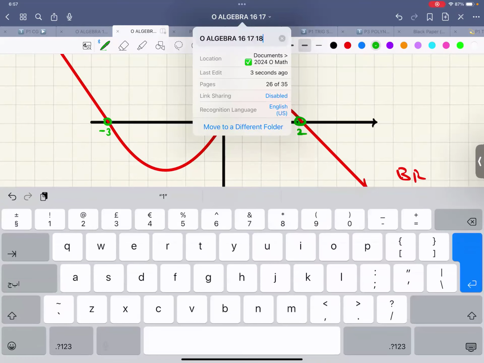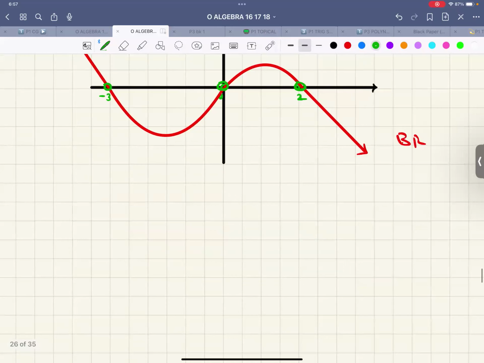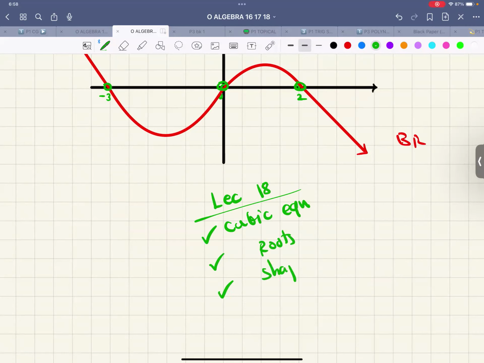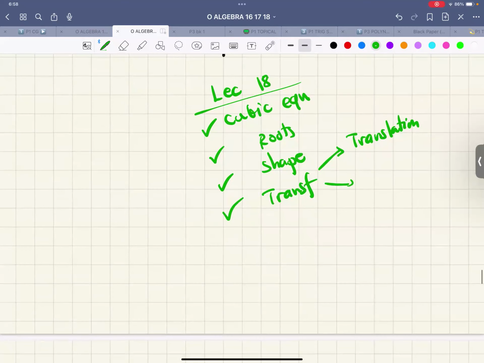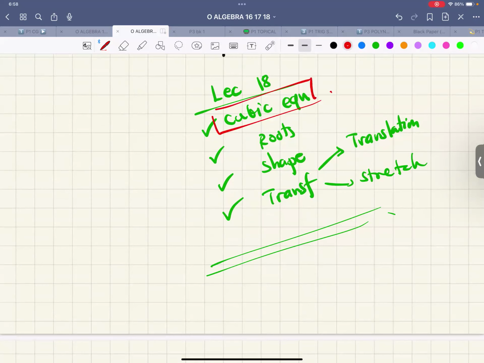This is lecture number 18, and we are on the same PDF. This is lecture number 18. That is thoroughly about cubic equations, and about their roots, the shape of the graph, and a basic transformation, whether it's translation up and down, or the stretch parallel to the y-axis. So that is the idea of lecture number 18. That's all about the cubic equations, the cubic function.